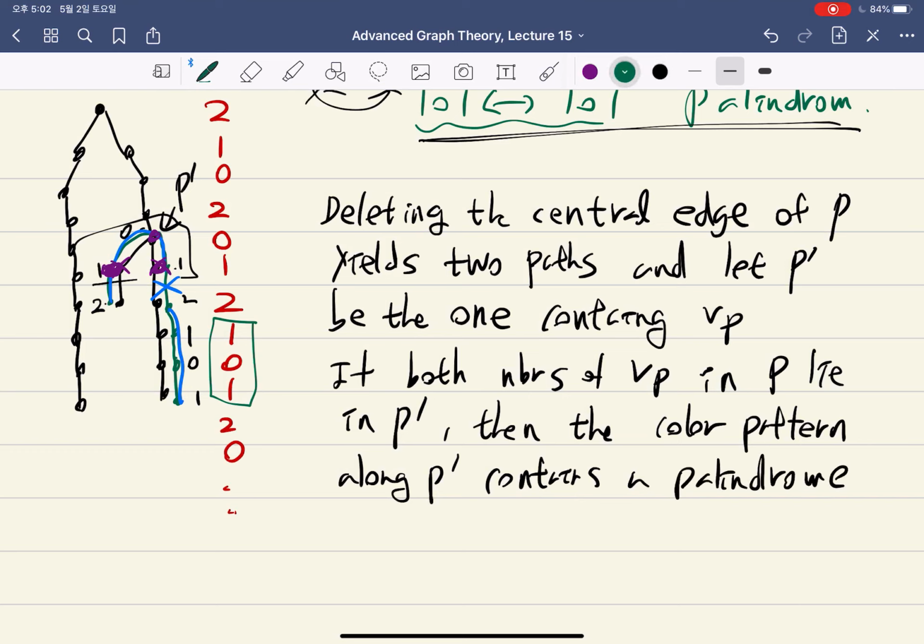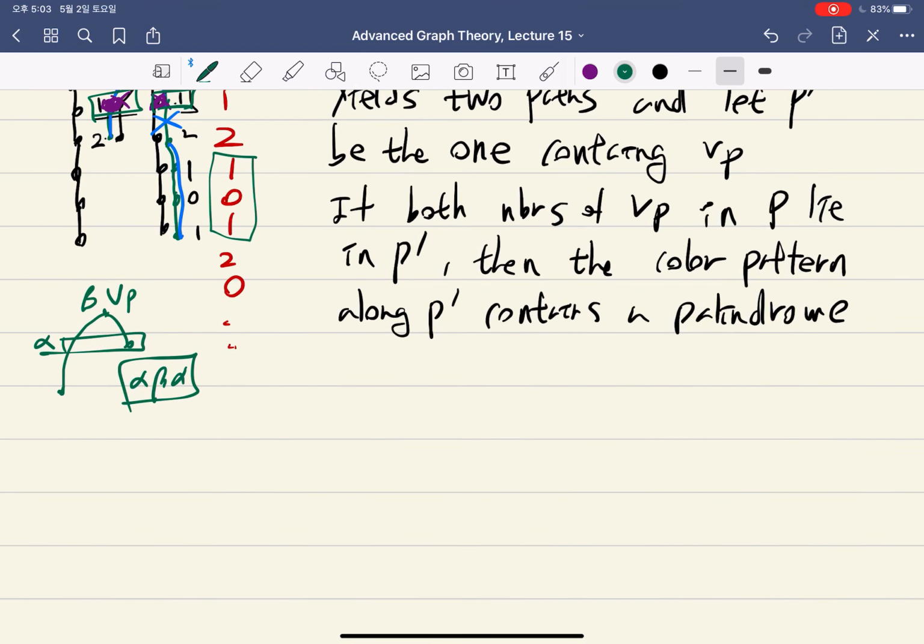because these two are both children of this BP. And P prime comes from below and then reaches BP and then goes down. And then both of them are in P prime, meaning that in here we have this, say, alpha and this beta, then alpha, beta, alpha. So we have a palindrome in P prime.